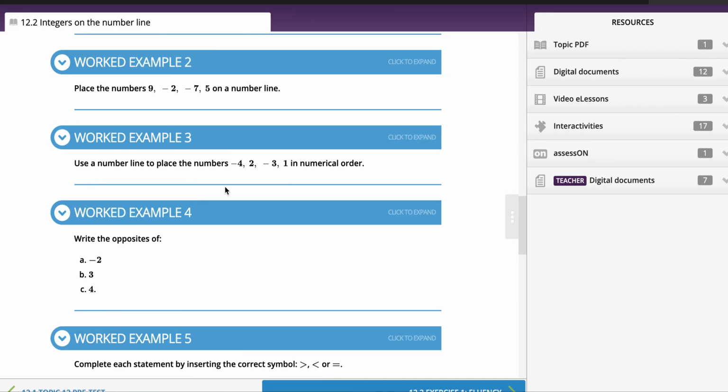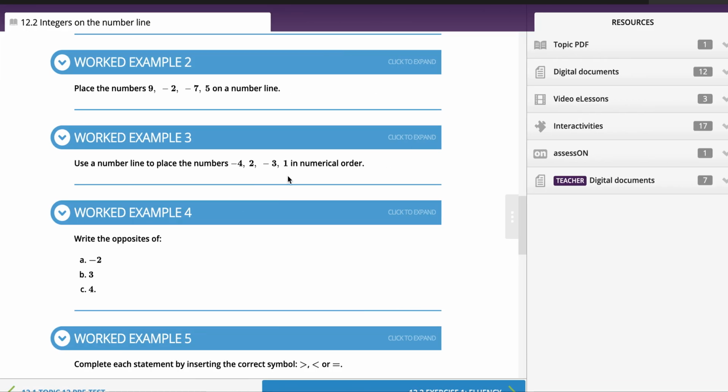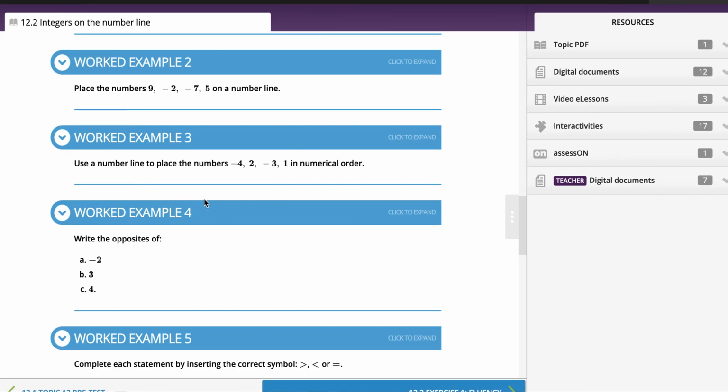2, then negative 3, which is here, negative 3, and then 1, which is here, beautiful. And now, for example 3, I can write it in numerical order. So my answer is, which one is the first one that comes? Negative 4, then negative 3, then 1, and then 2. Agree? So negative 4, negative 3, 1, and 2. So that's my answer for example 3.